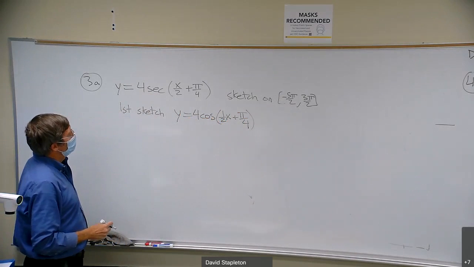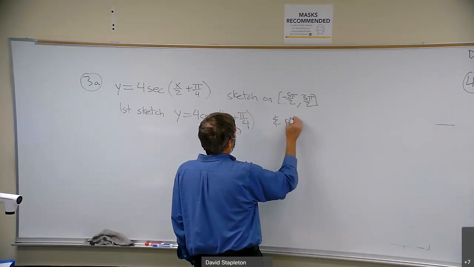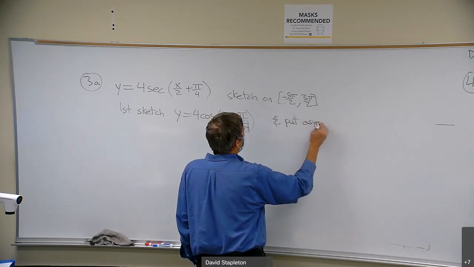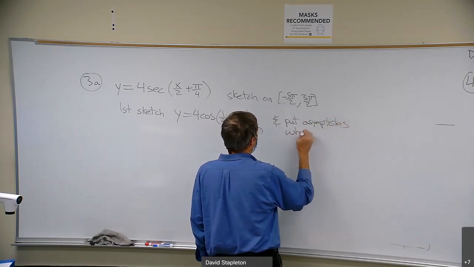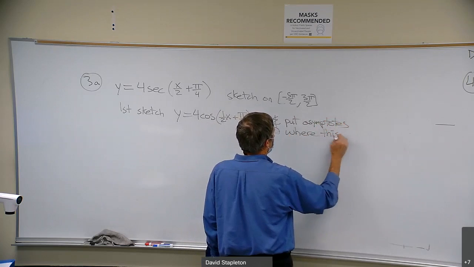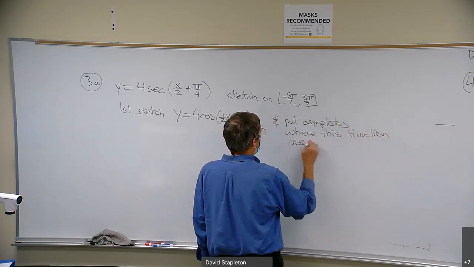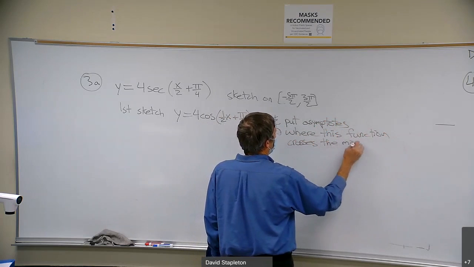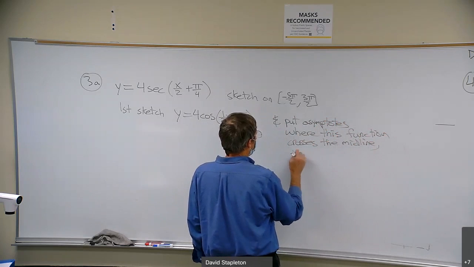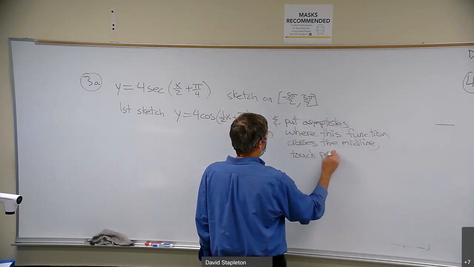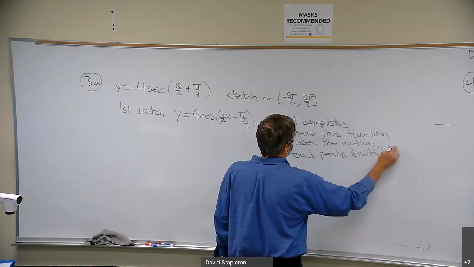And then what you do is touch the peaks and valleys of the reciprocal function, and put asymptotes for the secant where this function crosses its midline. Touch peaks and valley bottoms. Okay.